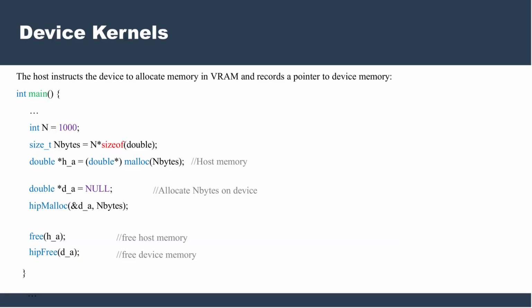The host allocates memory in VRAM using hipMalloc, recording a pointer to device memory. For example, allocating 1000 doubles requires calculating the size in bytes and using malloc for host memory. After processing, free the host and device memory with free and hipFree respectively, ensuring efficient memory management in device kernels.